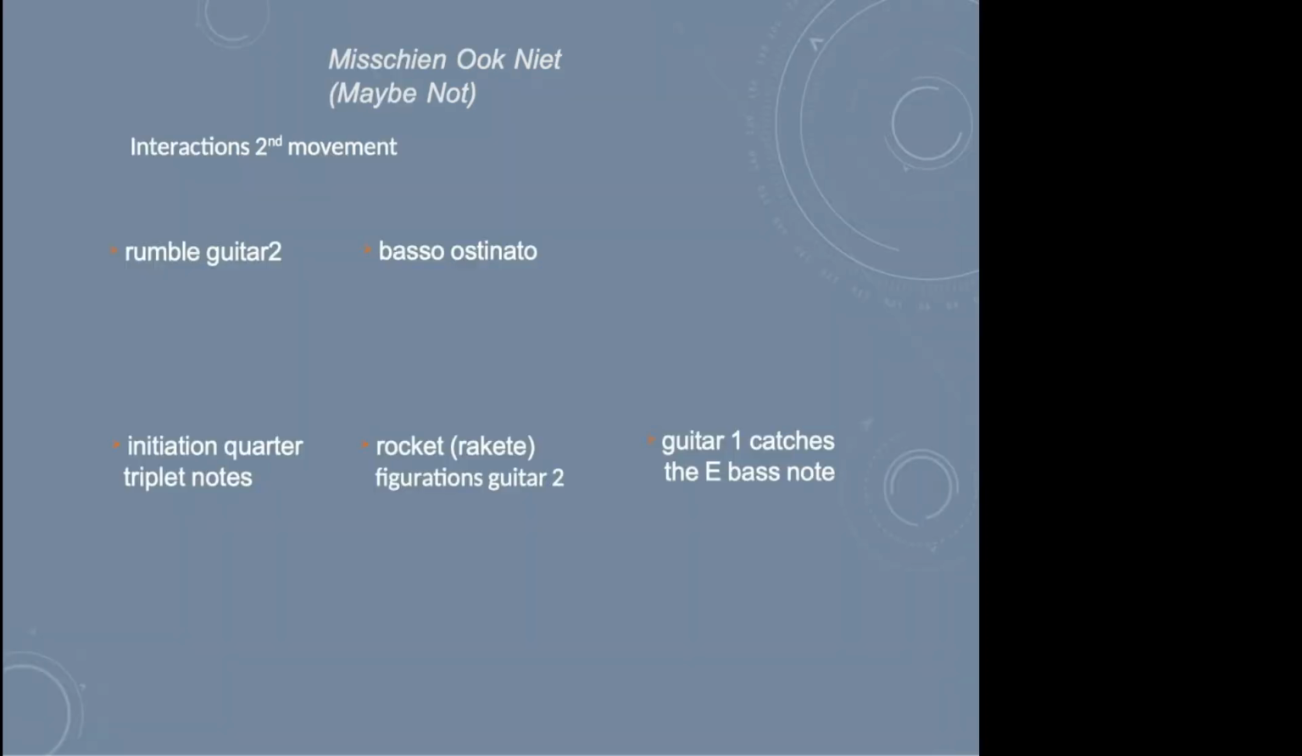rumble of guitar 2, basso ostinato, a motive divided between two guitars, initiation of quarter triplet notes, rocket figurations of guitar 2 for a new transition, catching of the E notes of the bass by guitar 1 as a cue for closing.